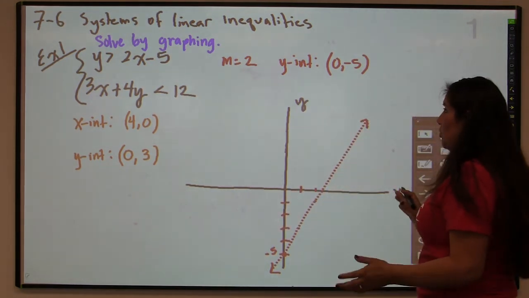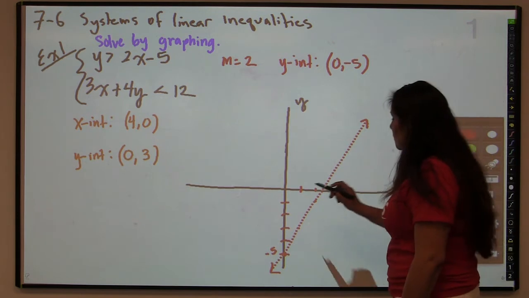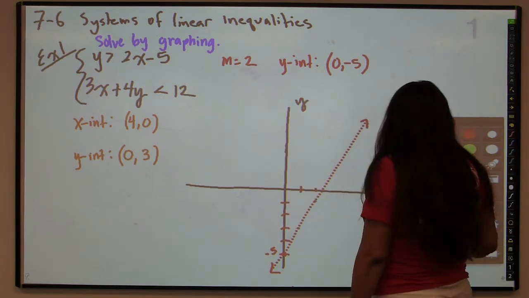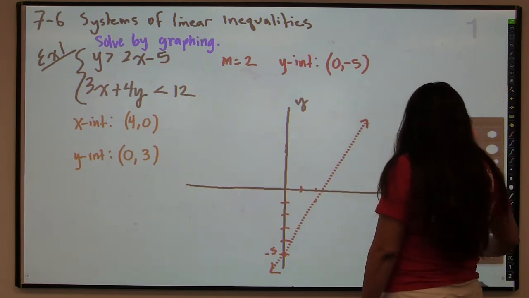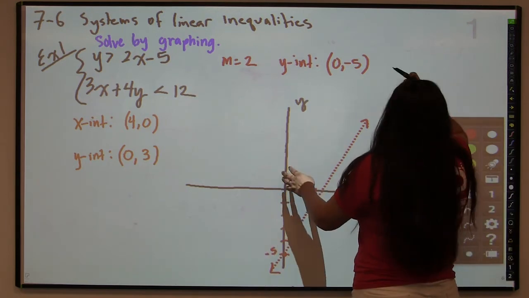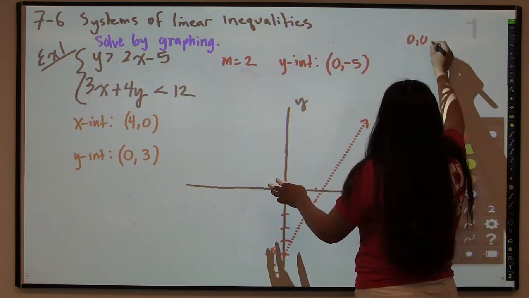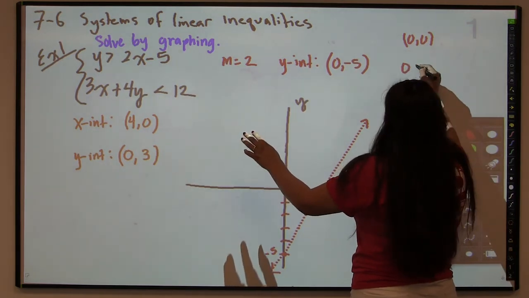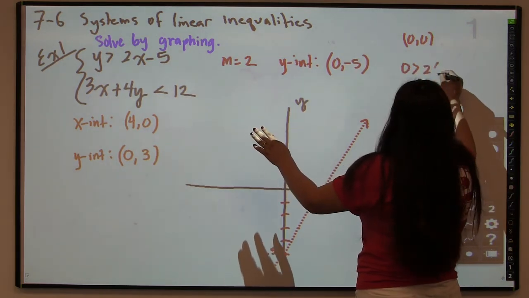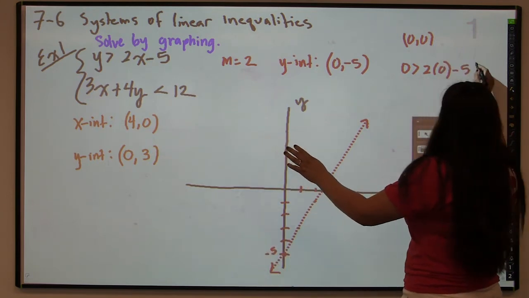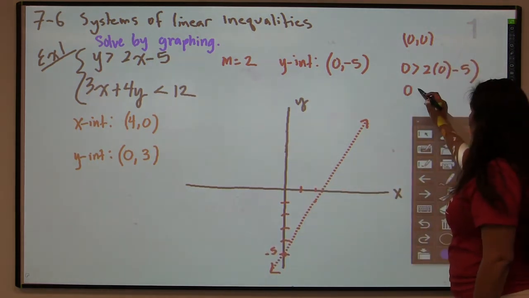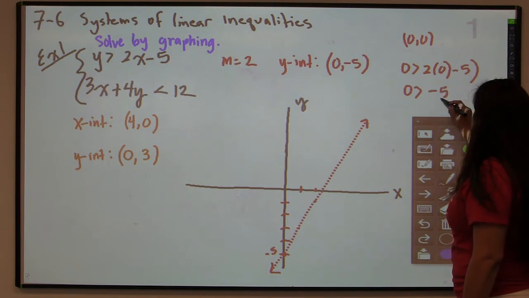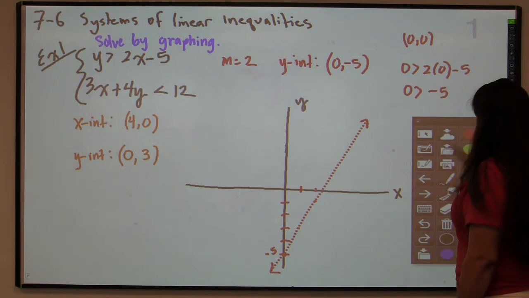But just in case you don't know how to work that out, you can always use the origin as a test point. So I'm going to test the origin. The origin is (0, 0). So I'm going to plug 0 and 0 in for x and y. So 0 for y greater than 2 times 0 for x minus 5. When I do that, I get 0 is larger than -5. Not really sure why I put this parenthesis that is not needed, but there we go.